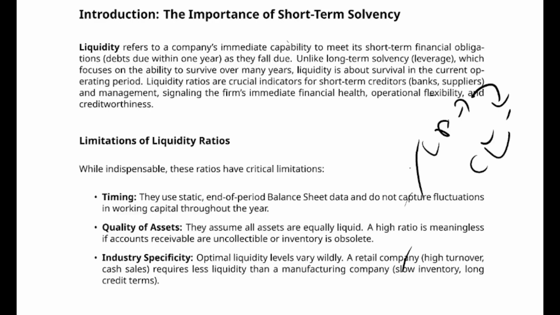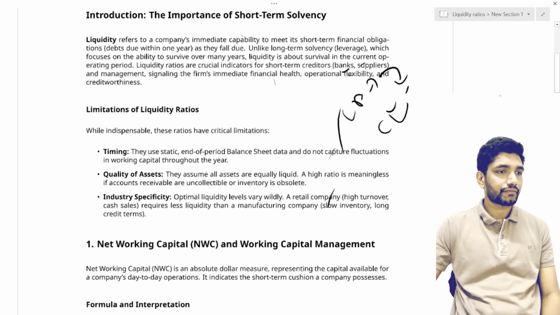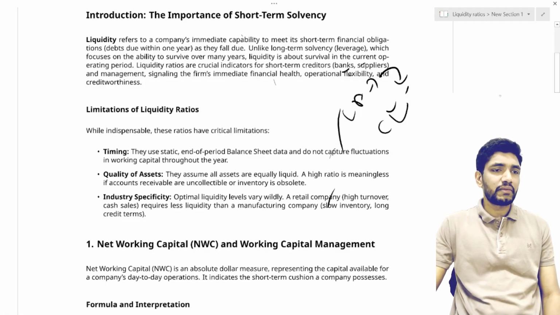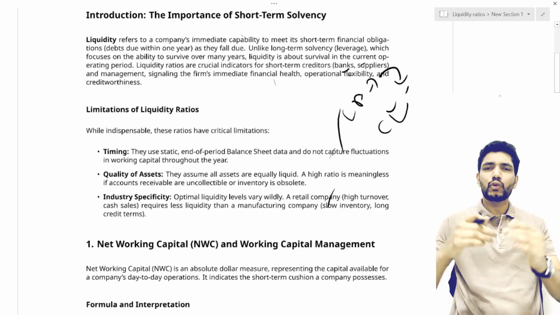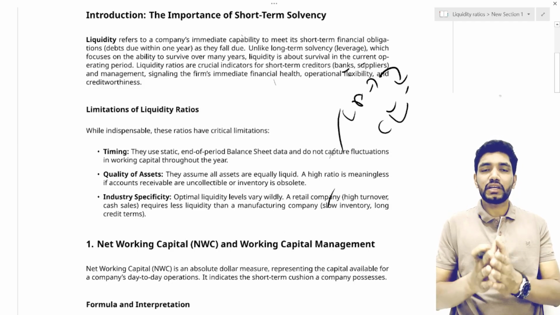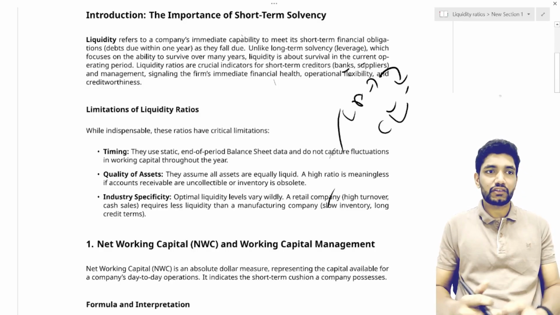Again, liquidity ratios are very crucial indicators for short-term creditors like banks and suppliers. They are very interested in the company's short-term liquidity. It signals the firm's immediate financial health, operational flexibility, and creditworthiness. Liquidity ratios measure the ability of a company to meet its short-term obligations by using its short-term financial resources.